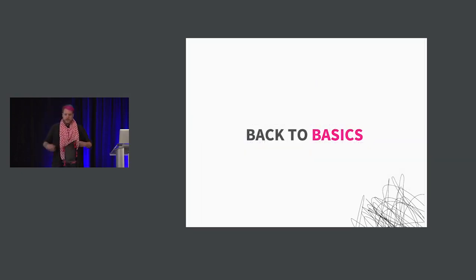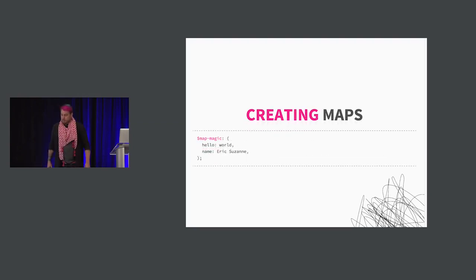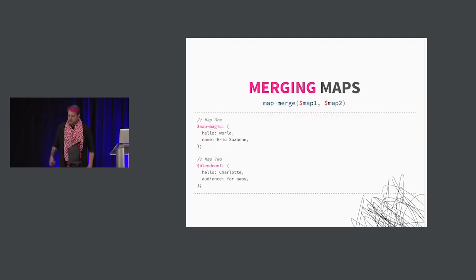But first, we're going to just look at how you deal with maps. This is the simplest map. It's an empty map. It's just 2 parentheses. Sass will treat this either as a map or as a list, just the parentheses. Here's one with some keys and values in it, pretty simple.